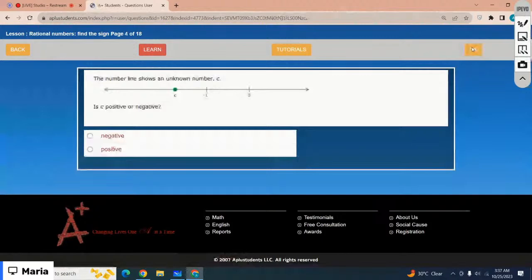The number line shows an unknown number c. Is c positive or negative? Which is the correct option? C is on the left side of the 0, right? So c is negative. The correct option is negative.